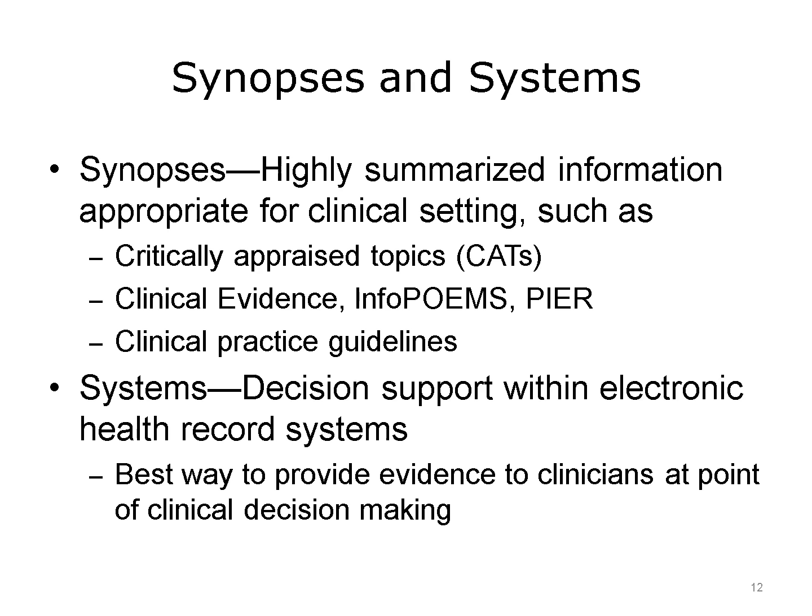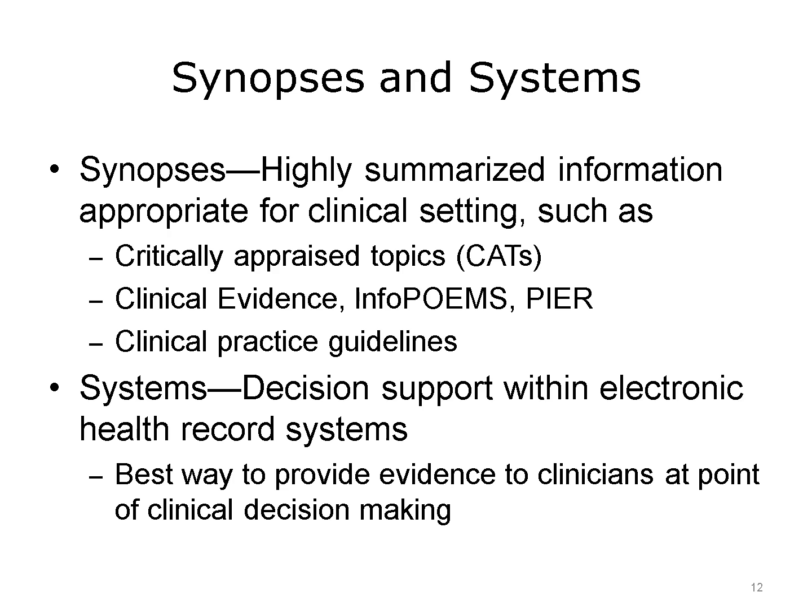Synopses are often written as critically appraised topics, or CATs, as they are sometimes called. They are available in publications such as the book Clinical Evidence. Other resources are online, such as infopoems, patient-oriented evidence that matters, and PEER, which we will talk about when we discuss the synopses in more detail. Clinical practice guidelines also fall into this synopses category.